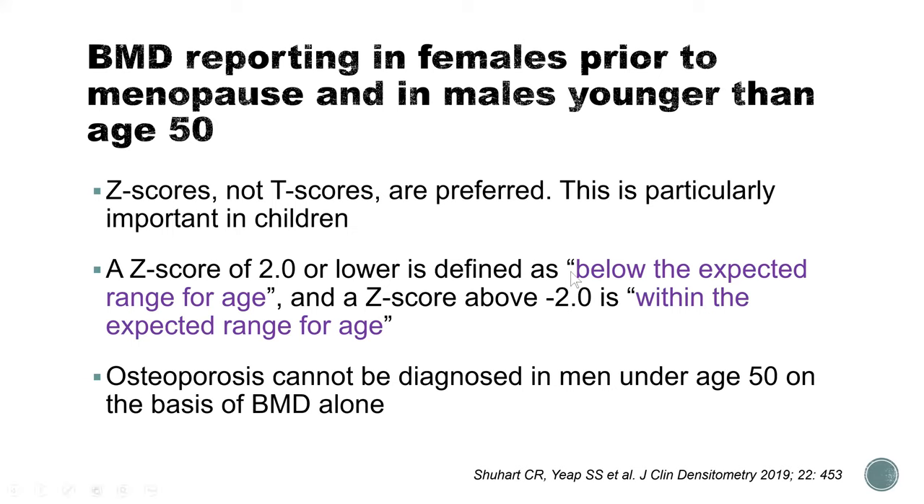All we can say is it's below the expected range for age, or if it's above, it's within the expected range for age. In the old days, some people would just say anything below minus two on the Z-score would be osteoporosis as well. But just be aware, of course, that just because it's below the expected range for age doesn't mean it's osteoporosis.